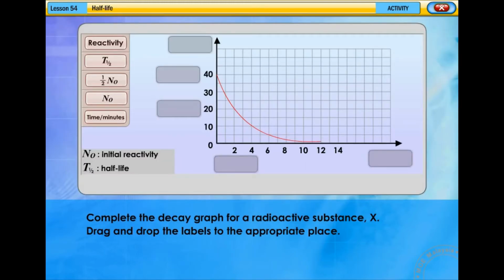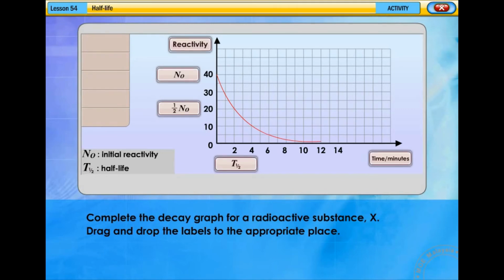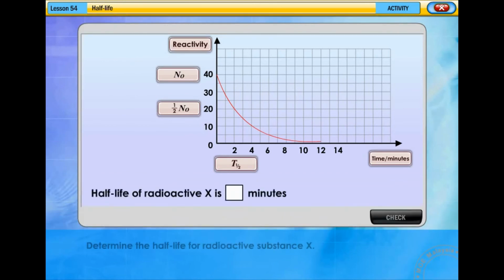Complete the decay graph for a radioactive substance X. Drag and drop the labels to the appropriate place. Determine the half-life for radioactive substance X.